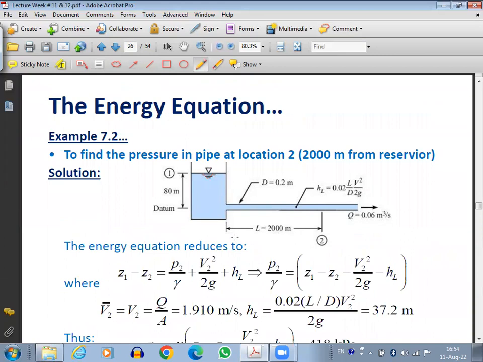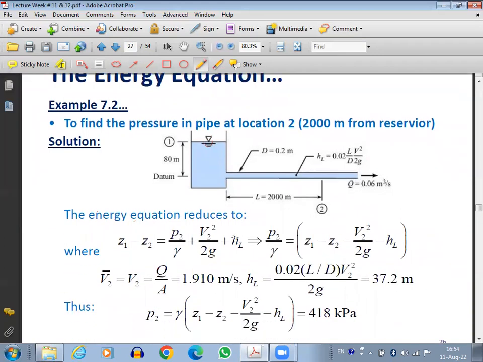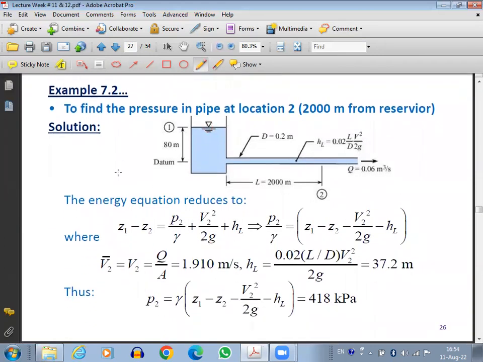So this is substituting all the values. First finding V2, then finding HL, substituting it into the main equation, finding P2. The P2 comes out to be 418 kilopascal.